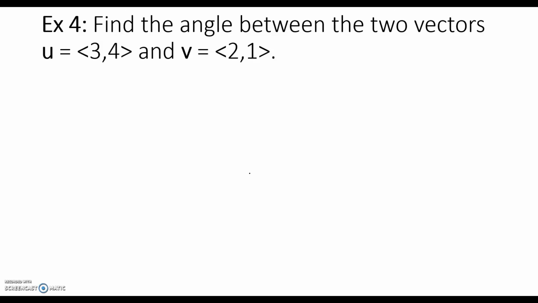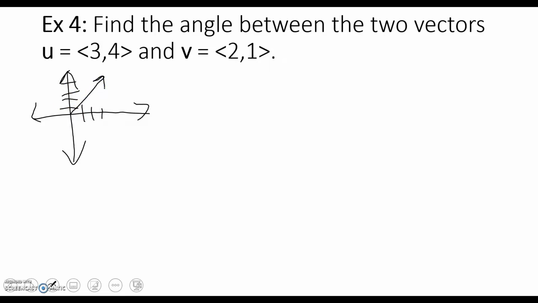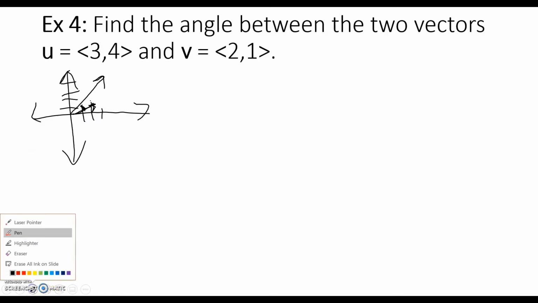Find the angle between the two vectors 3, 4, and 2, 1. So if I was just to sketch those, vector 3, 4 would look something like this. And vector 2, 1 will look something like this. And this is really small, but basically we want to know what is that angle in between there. So what is this angle in between those two vectors right there? That's what we want to know. And so we're going to use that geometric interpretation in order to figure this out.